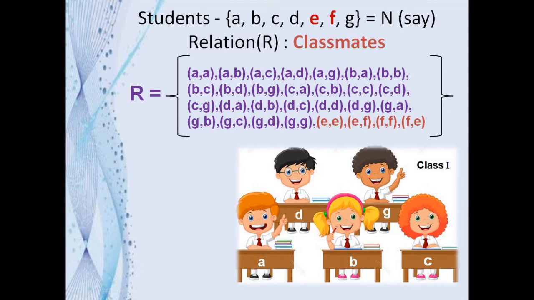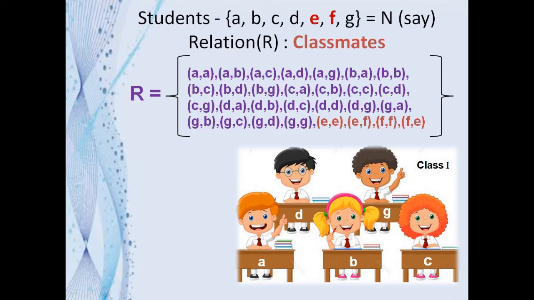And in class 1, the student A is a classmate of B, C, D and G. So, the ordered pairs (A, B), (A, C), (A, D) and (A, G) also belong to the set R. Similarly, the student B is also a classmate of A, C, D and G. So, the ordered pairs (B, A), (B, C), (B, D) and (B, G) also lie in the set R. The remaining members follow this way.